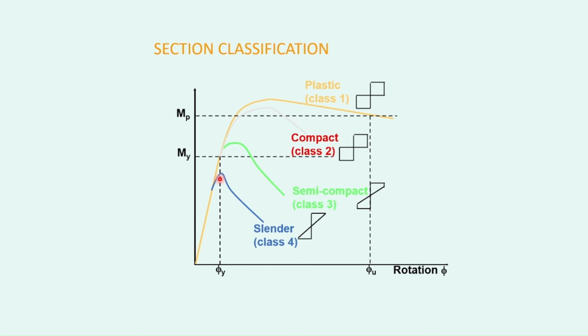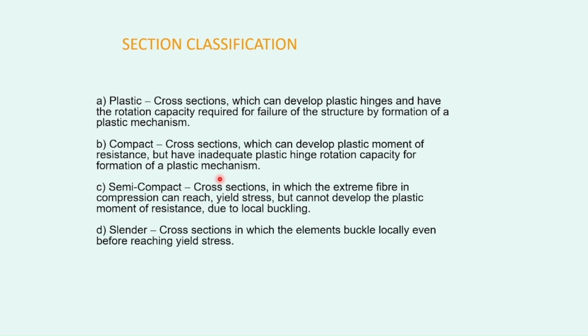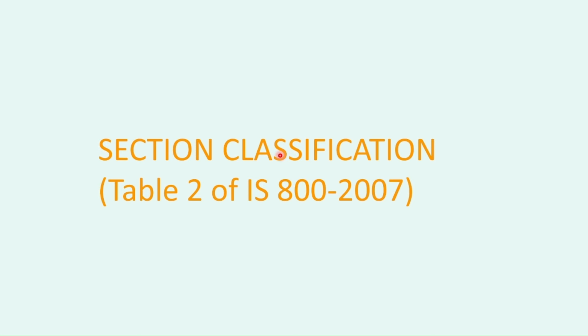Okay, now how can we classify the sections? In order to classify a section, we need to use Table 2 of IS 800-2007. So let me show that table to you.